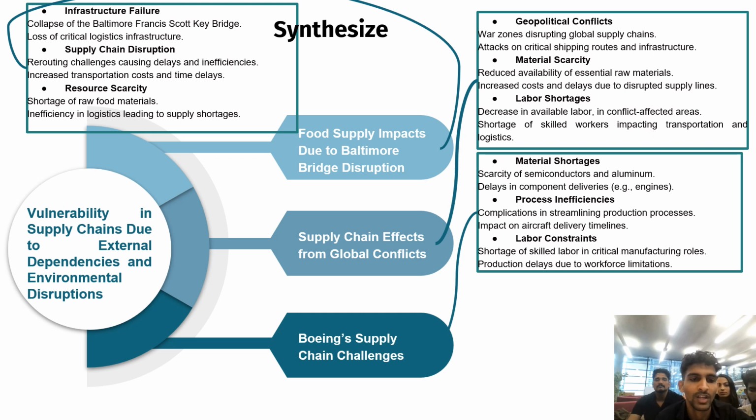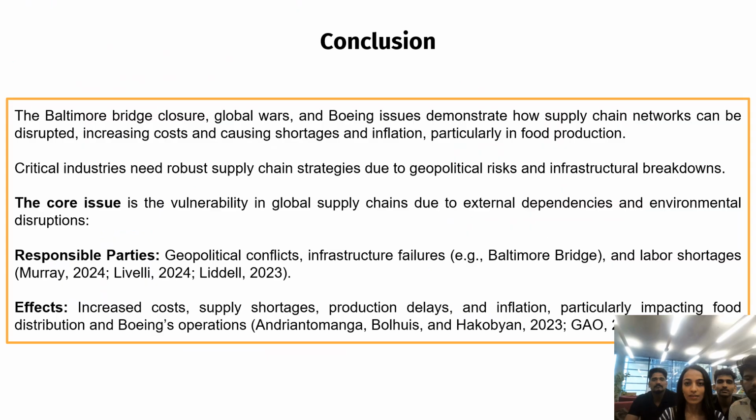Boeing's supply chain challenges are compounded by material shortages, process influences, and labor constraints, all of which have delayed production and delivery timelines. This synthesis underscores the interconnectedness of these issues, highlighting the need for robust strategies to mitigate the risk posed by external dependence and environmental disruption in global supply chains.